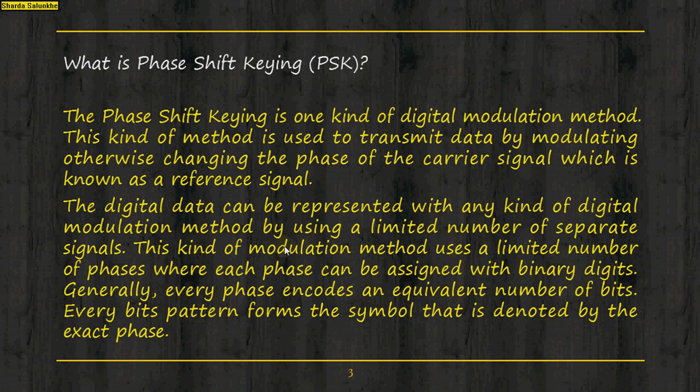The digital data can be represented with any kind of digital modulation method by using a limited number of separate signals. This kind of modulation method uses a limited number of phases where each phase can be assigned binary digits, and generally each phase encodes an equivalent number of bits. Every bit pattern forms a symbol, and that is denoted by the exact phase.